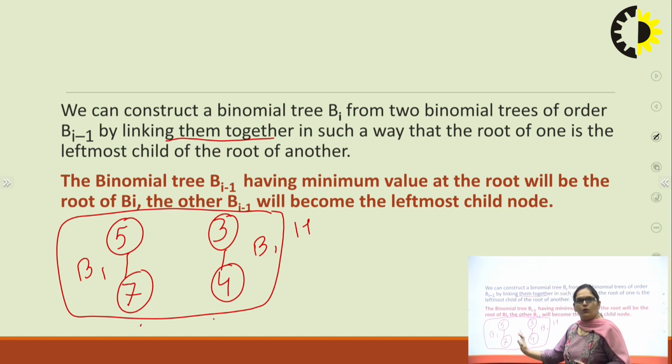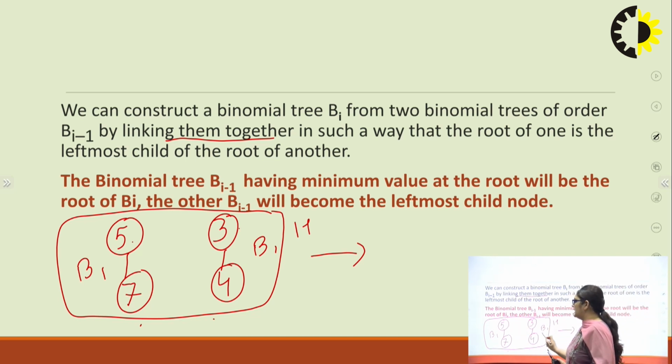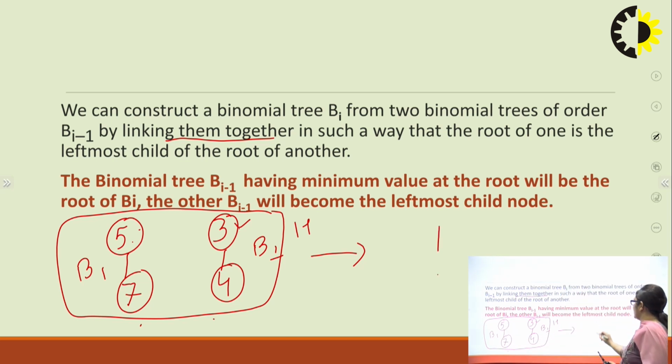We cannot have two binomial trees of the same order in our binomial heap H. So how do we merge them? First we compare the root values of these two trees. Here the value 3, the root of the right binomial tree B1, is less than the value 5. So after merging we get a higher order binomial tree, that is B2, in which the root node will be 3.